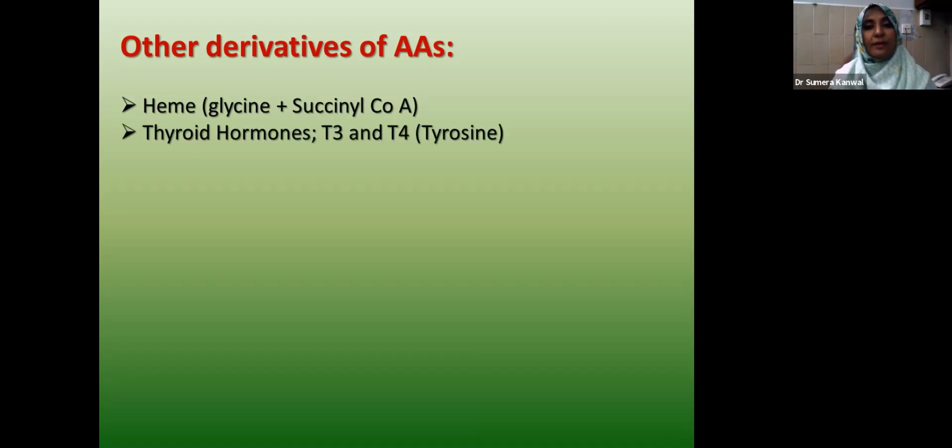Heme is the prosthetic group of some other proteins like hemoglobin, myoglobin, cytochromes, tryptophan pyrrolase.